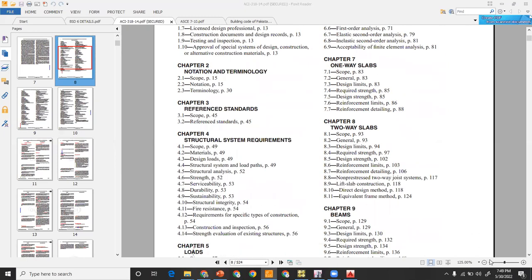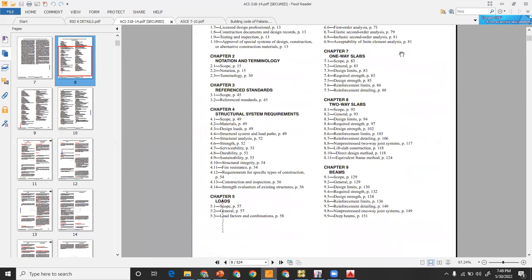The important chapters are chapter number 7, which is about the one-way slab, in which all the information about the one-way slab will be given. For example, minimum thickness, what will be the minimum and maximum limits of the reinforcement.